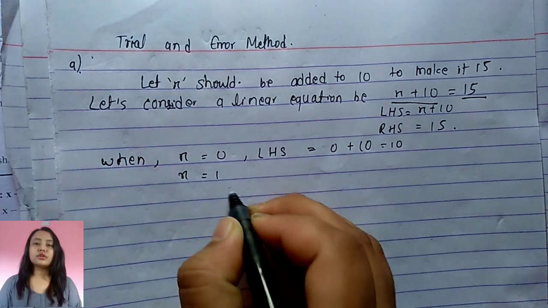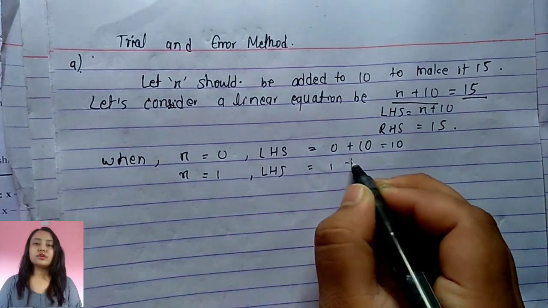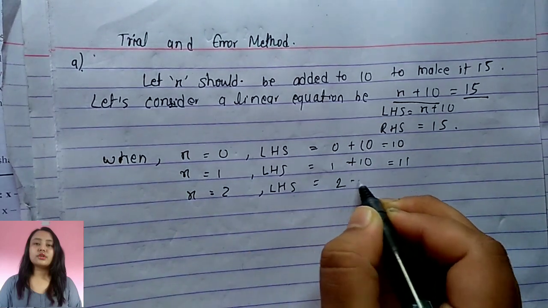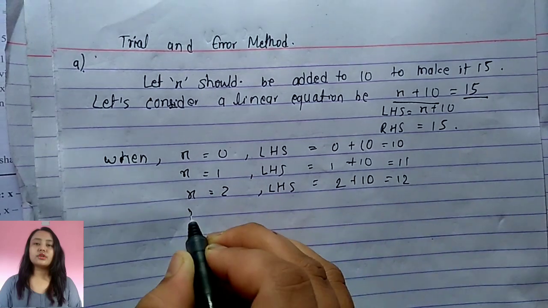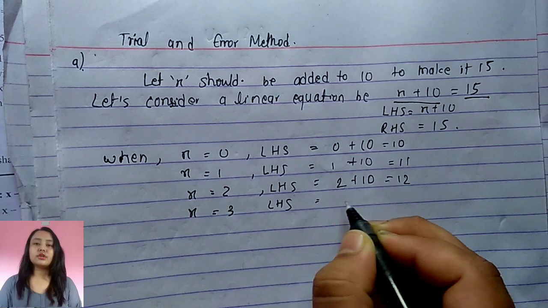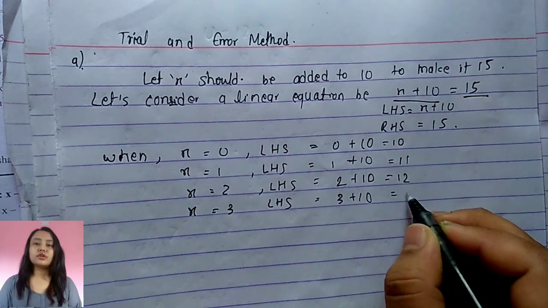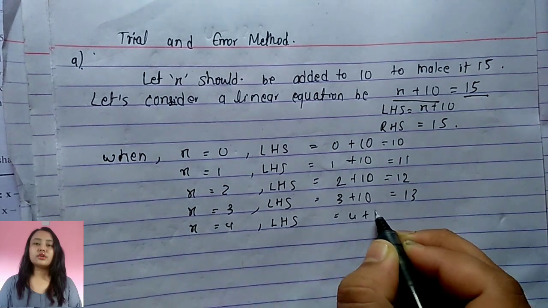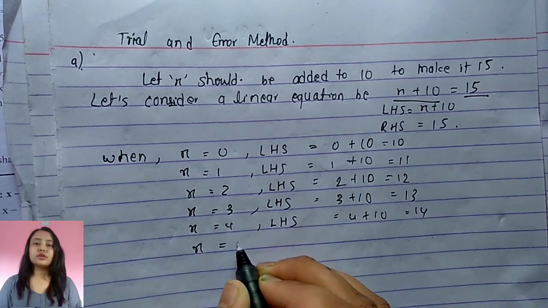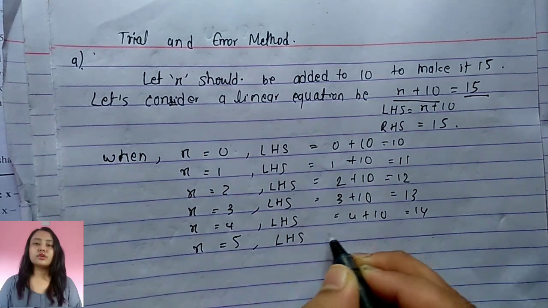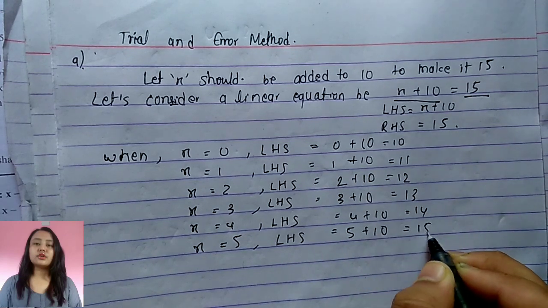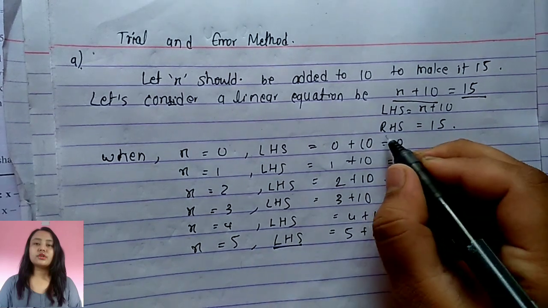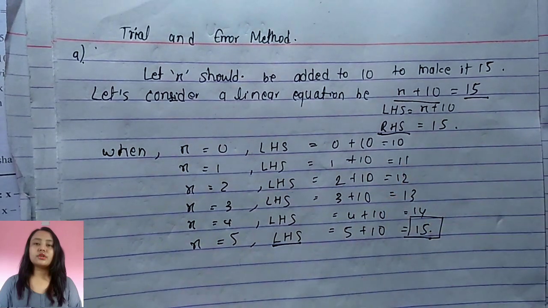When x equals 1, LHS will be 1 plus 10, that is 11. When x equals 2, LHS will be 2 plus 10, that is 12. When x equals 3, LHS will be 13. When x equals 4, LHS will be 14. And when x equals 5, then LHS will be 5 plus 10, that is 15. Look, now the left hand side is equal to the right hand side.